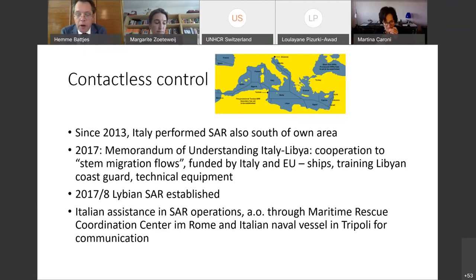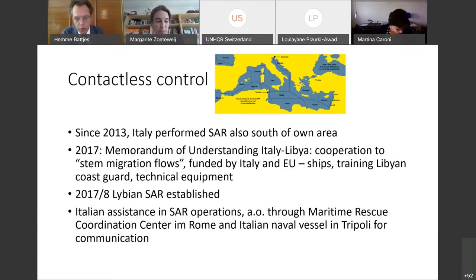However, in practice, Libya is hardly capable of doing so, for in order to coordinate such an operation, you need the technical equipment of what's called a Maritime Rescue Coordination Center, which they don't have, and probably also not sufficient staff to man it. So in practice, those operations are by and large coordinated by Italy.